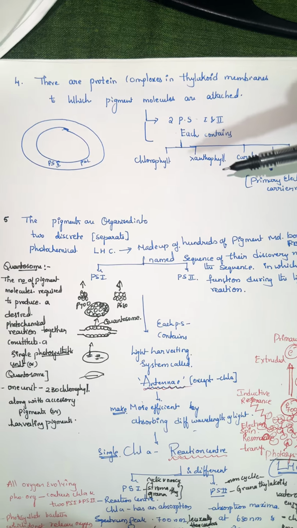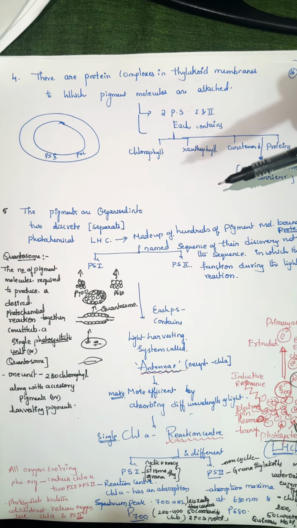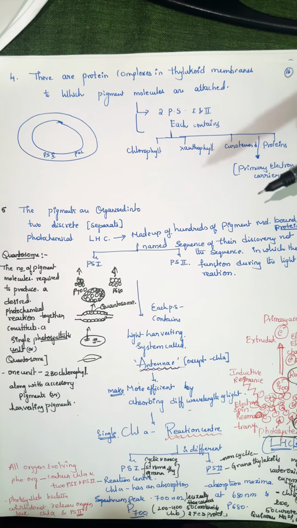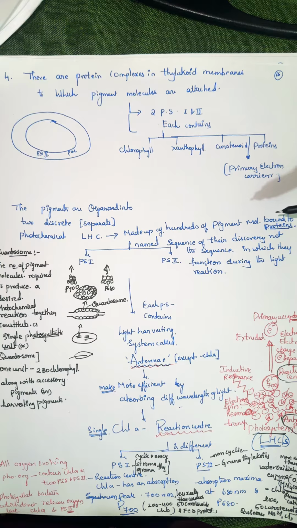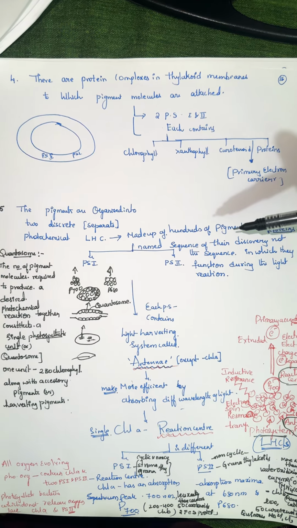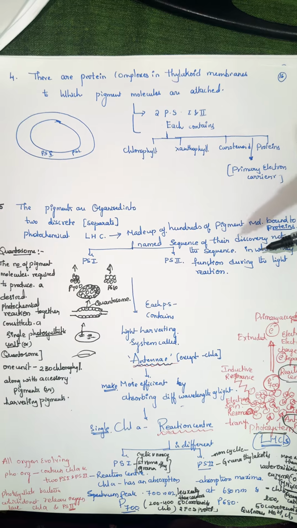What exactly are photosystems? The pigments which are organized into two discrete, separate photochemical reactions, like light harvesting complexes, are called a photosystem. They are made up of hundreds of pigment molecules bound to proteins, and are named in sequence according to their discovery, but not according to their function.